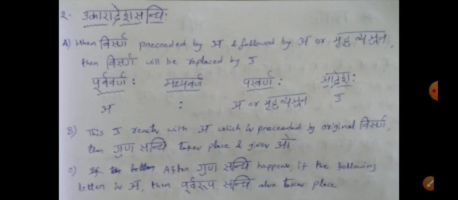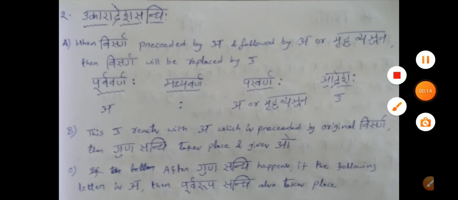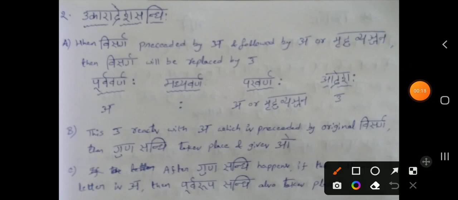So today we are going to discuss the second Visarga Sandhi, that is Ukaradesha Sandhi. Let's see the definition of Ukaradesha Sandhi with examples. Ukaradesha Sandhi is when Visarga is preceded by the letter A and followed by the letter A or Mridu Vyanjana. So what is the condition?